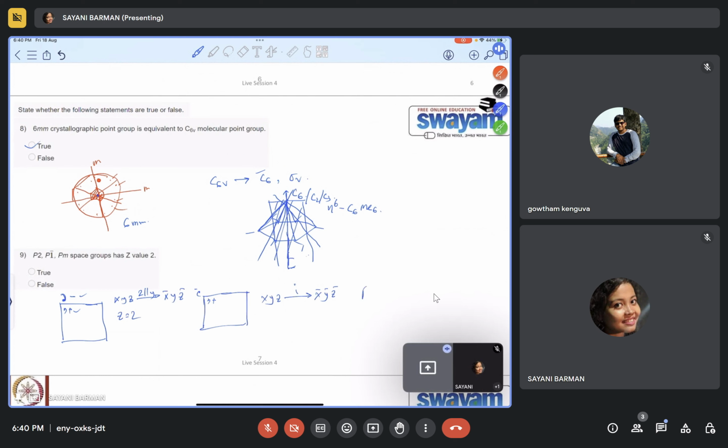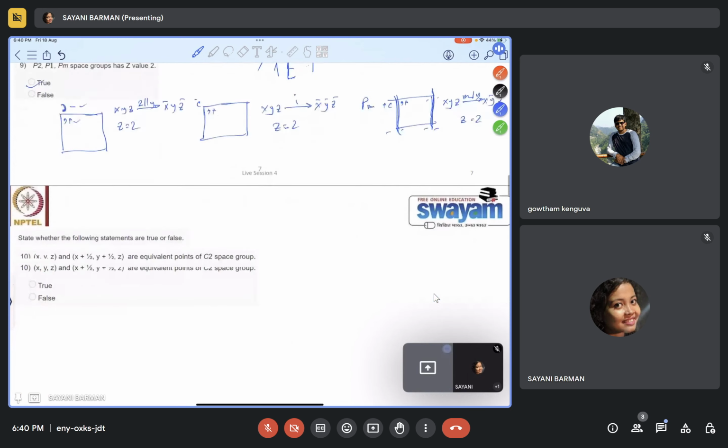Now the next one is PM. PM mirror planes are like this. So if this is the point, then this will be the point. Now there will be another point here also. So x, y, z, mirror is along z axis, means perpendicular to y. It's x, y bar, z. So all has Z equals to 2. True. The answer is true.